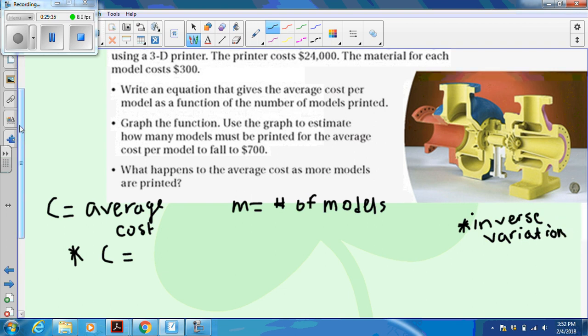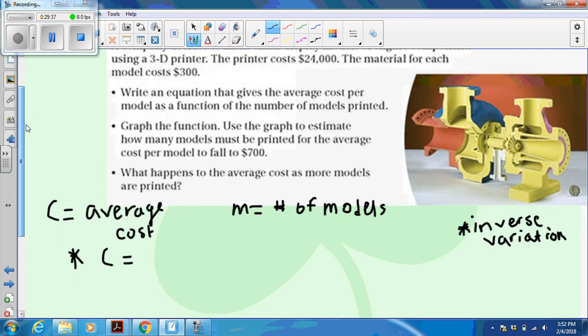There we go. So we'll have C equals, now it says the material for each model costs $300. So if you have one model, the material costs $300. If you have two models, then you would have to do your 2 models and multiply it by 300, which gives you 600. So how we're going to do this, we're going to do 300 and multiply it by our m, because, of course, 300 times m gives us how much the material costs.